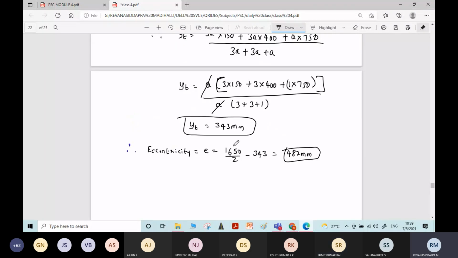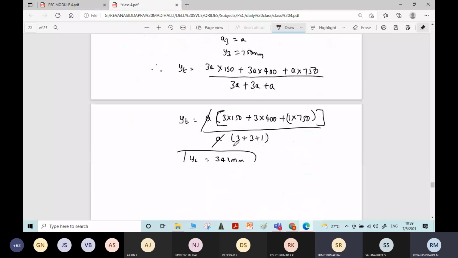Are there any doubts, students, in this step? Finding the eccentricity? No, sir.